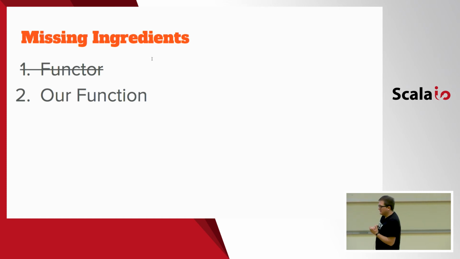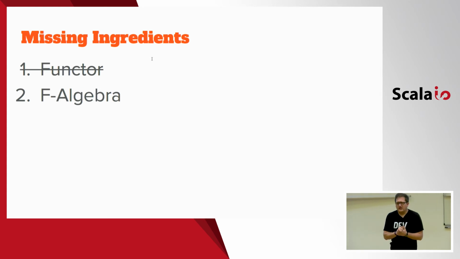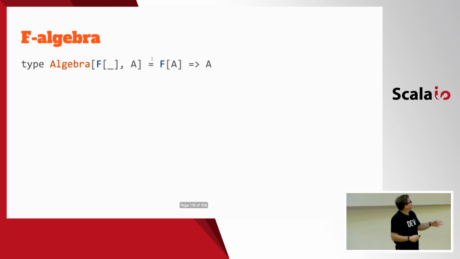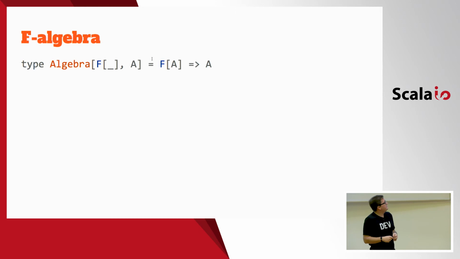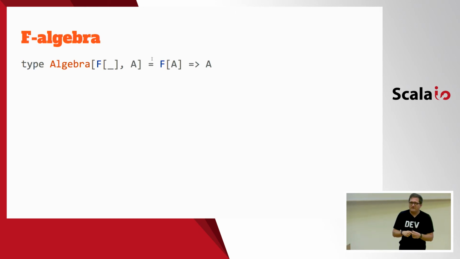Now, we only need to implement our function. Our function actually has a name. It's called f-algebra. And you might think, oh God, another weird name. It's not, there's no magic behind it. This is the definition of f-algebra. An F-algebra F A is just a function that goes from F A to A. So algebra expression integer is just a function that goes from expression of integer to integer. A type algebra of expression and string is a function that goes from expression of string to a string.